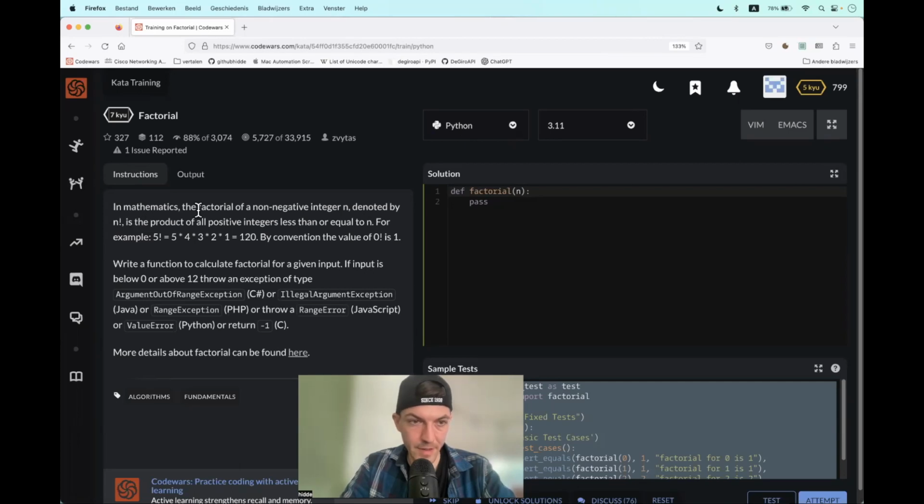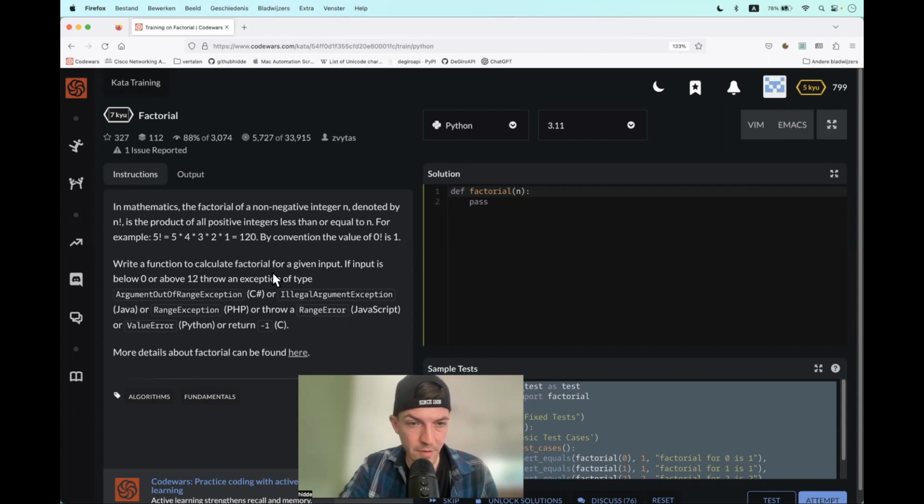In mathematics, the factorial of a non-negative integer n, denoted by n exclamation mark, is the product of all positive integers less than or equal to n. For example, 5 exclamation mark is equal to 5 multiplied by 4 multiplied by 3 multiplied by 2 multiplied by 1, which is 120. By convention, the value of the factorial of 0 is 1.